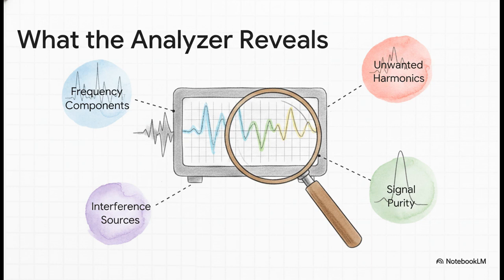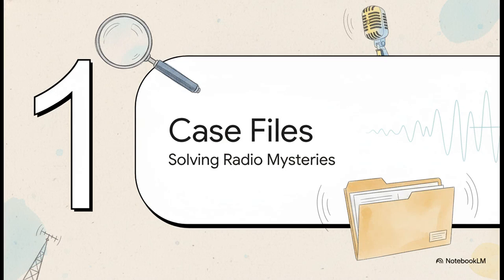So this superpower lets an engineer or a technician basically become a detective. They can see all the individual frequency ingredients that make up a signal. They can spot those unwanted harmonics, kind of like echoes at different frequencies. They can pinpoint interference coming from other devices. And most importantly, they can verify if a signal is pure or not. These are the crucial clues you need to solve any radio mystery. So, let's go ahead and put on our detective hats. To really get a feel for the power of this tool, we're going to open up a real case file from the airwaves and see exactly how a spectrum analyzer solved a real-world radio mystery.